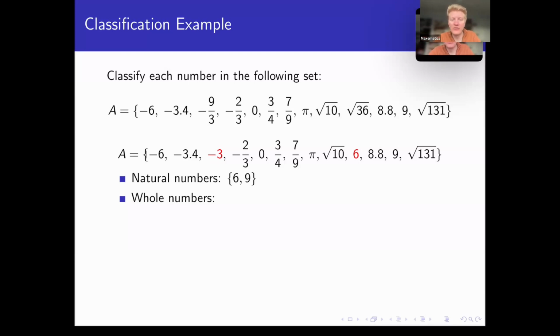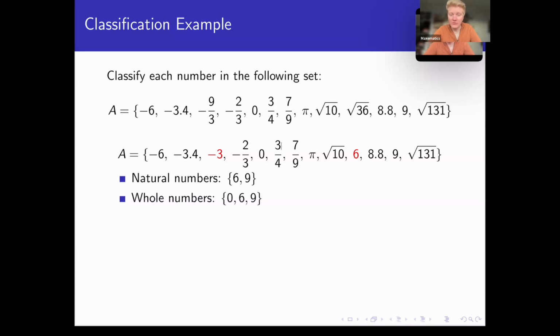So whole numbers was 0 and the counting numbers. Well, that still doesn't include any negative numbers, but it does include 0. It didn't include fractions just yet. Pi still no, square root of 10 no. 6 and 9 were natural numbers, so they're also going to be whole numbers. 8.8 is still not a counting number, and square root of 131 is also still not a counting number.